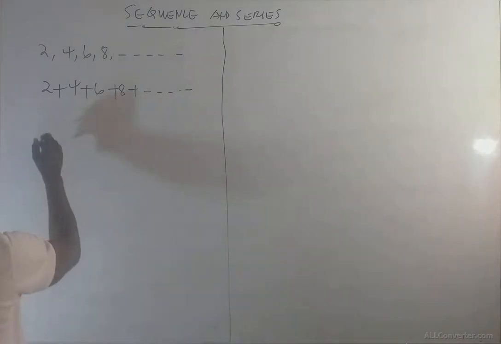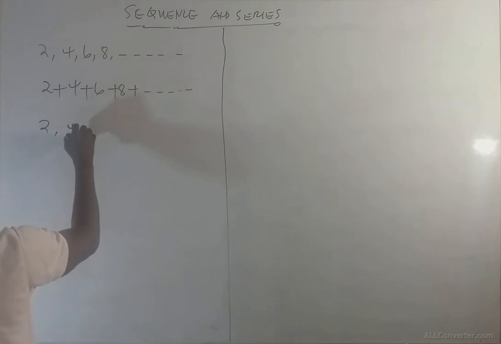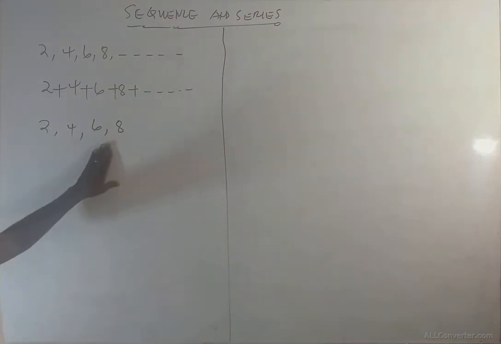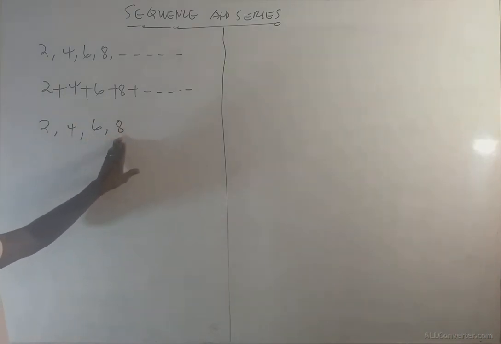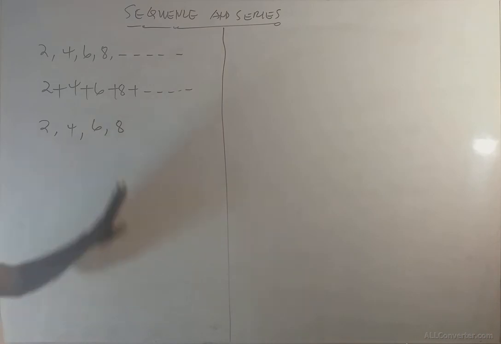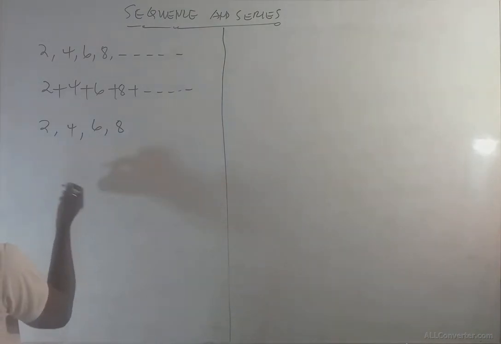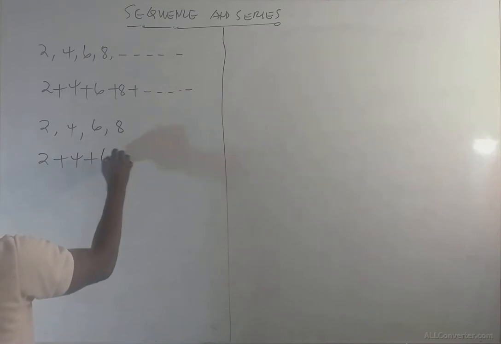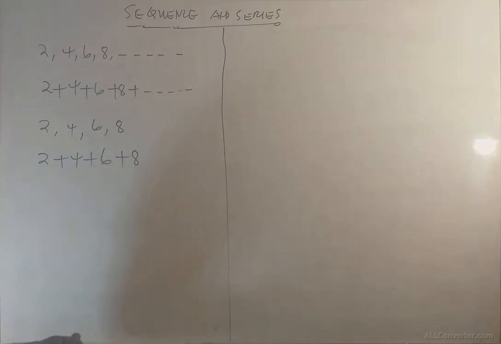Assuming that the sequence was 2, 4, 6, and 8, this is a finite sequence. This is the first term, second term, third term, and the fourth term. Because the last term is known, it's a finite sequence. Now, if you want to generate the series, we only add the terms of the sequence together, and this is what we call the series.